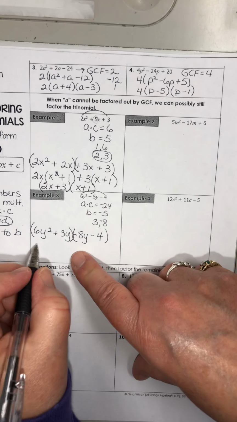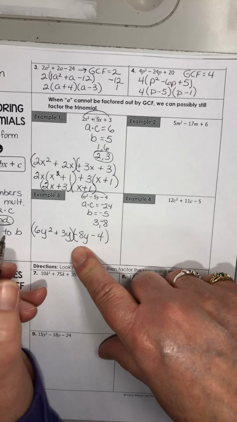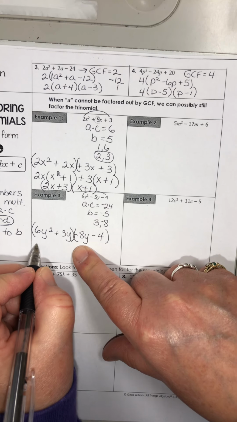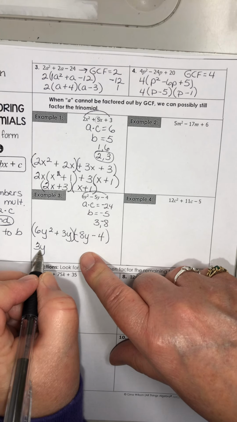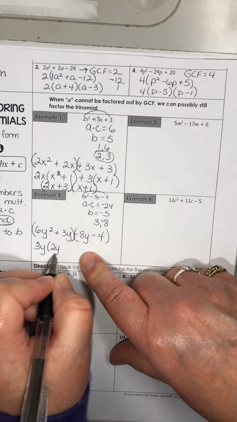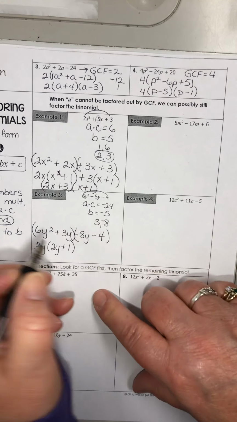Okay, and let's divide out common factors. So it looks like the first one is divisible by 3y. That's their common factor. Divide these two and you get 2y plus 3y divided by 3y is 1.